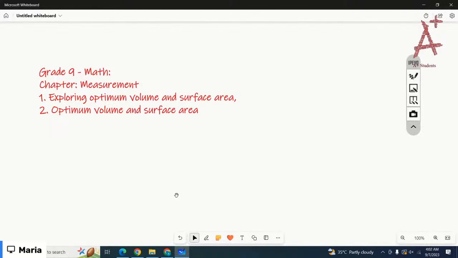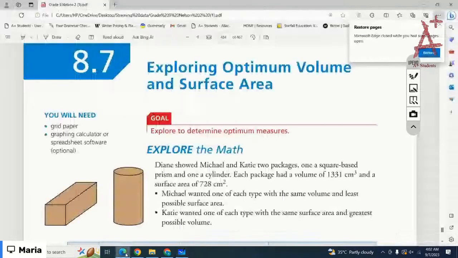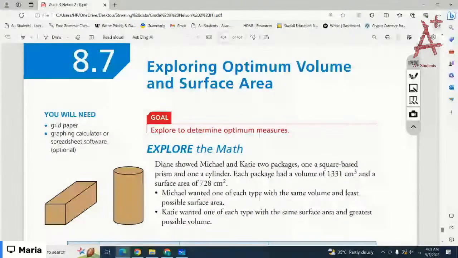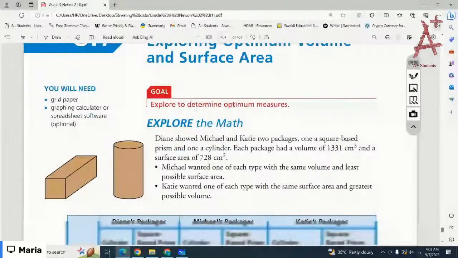We're working on the book Principles of Mathematics grade 9. We're working on chapter 8, measurement. The lesson we're going to cover from the chapter is exploring optimum volume and surface area. So here I am on chapter 8, that is measurement, and the lesson we're working on is exploring optimum volume and surface area. So let's just start with the lesson.